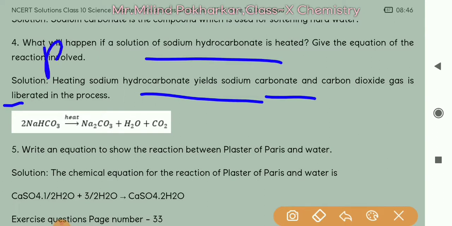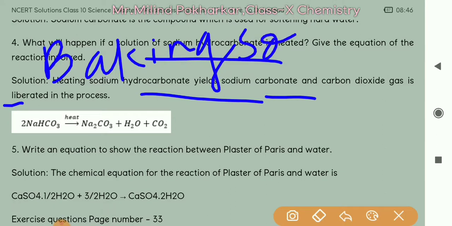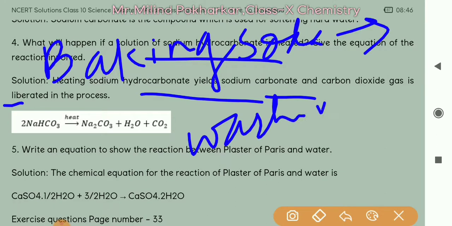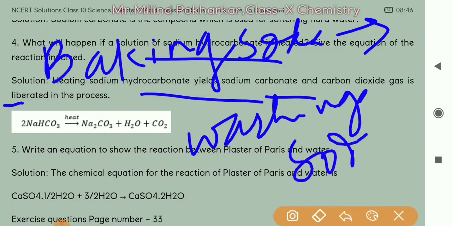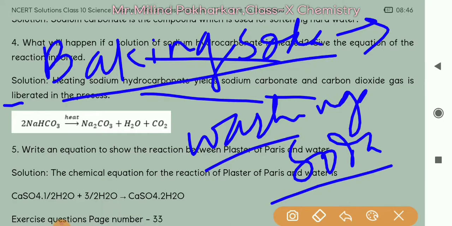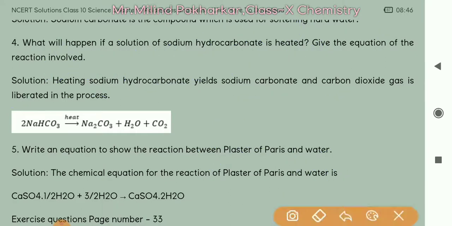Baking soda is converted into washing soda. Remember this. So if the question is asked, how will you obtain washing soda from baking soda, the answer is, on decomposition of baking soda we get washing soda. This is the simple way of getting washing soda, sodium carbonate, from baking soda.